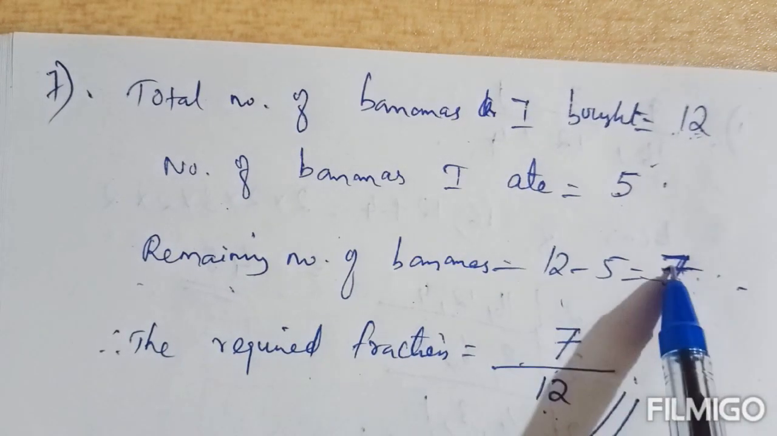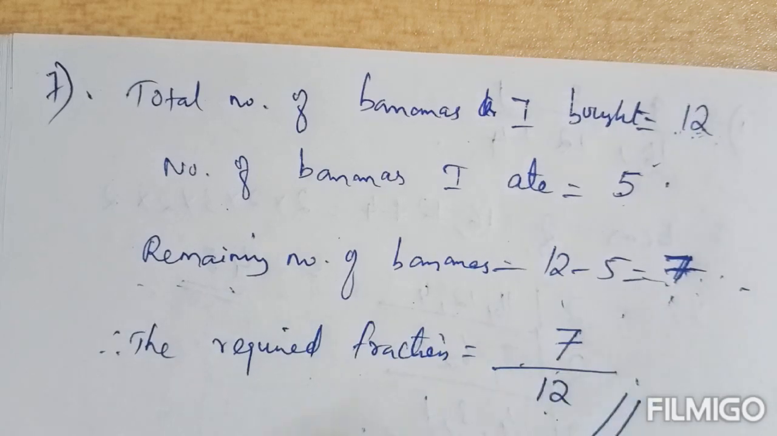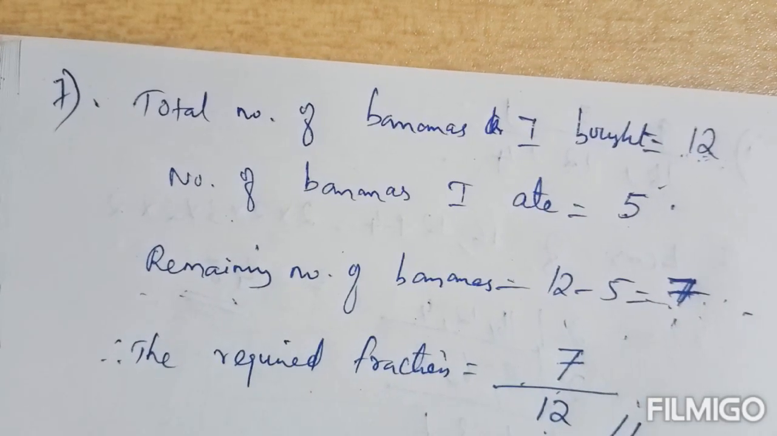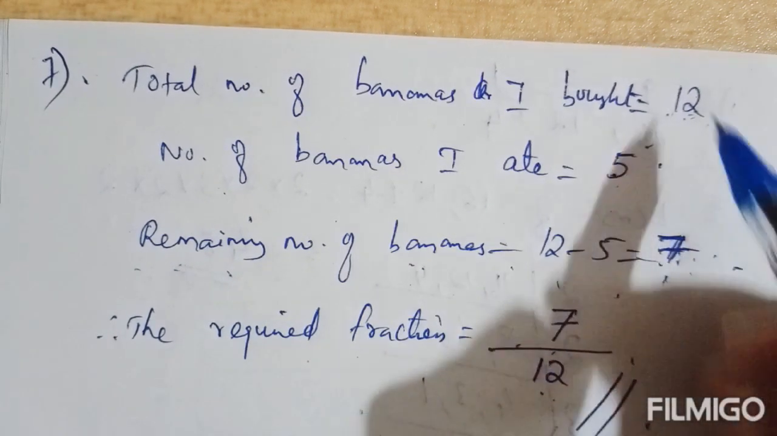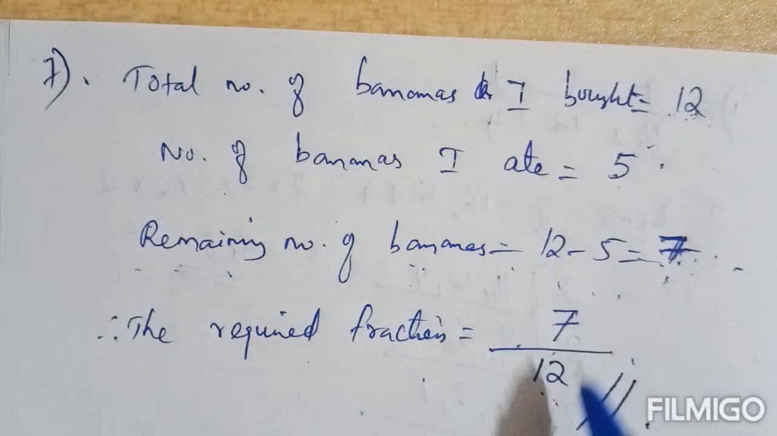Okay, you have to write this remaining number of bananas in fraction. What fraction of total number of bananas was left? That is the question. Okay, what fraction of the total number is left there? So you can write like this: remaining number of bananas it is 7 and total number it is 12. So the required fraction it is 7/12.